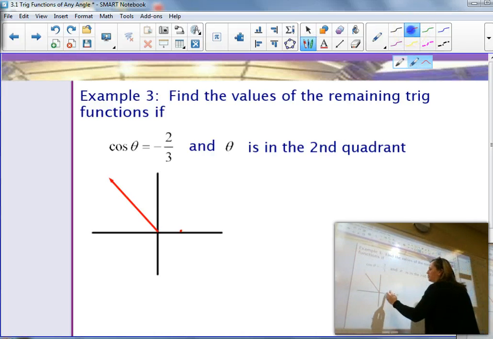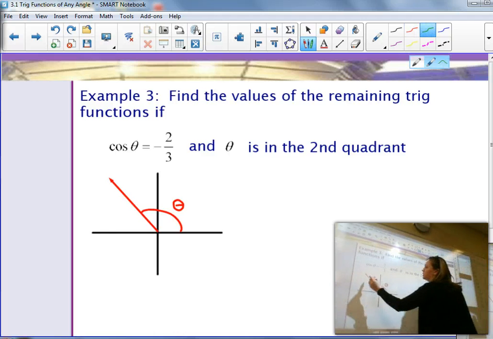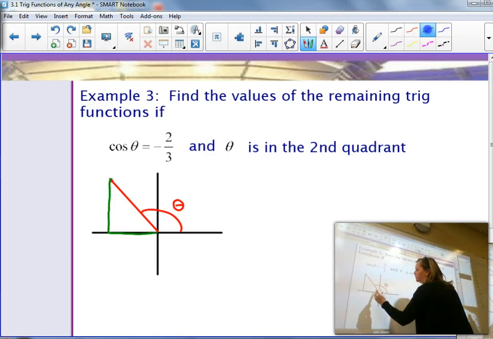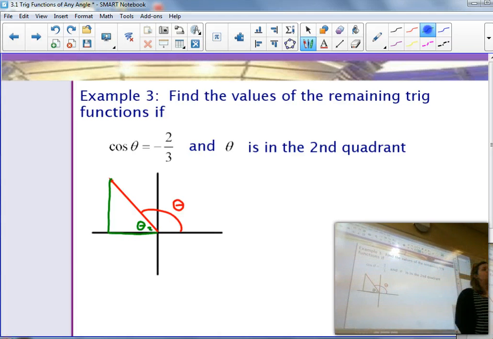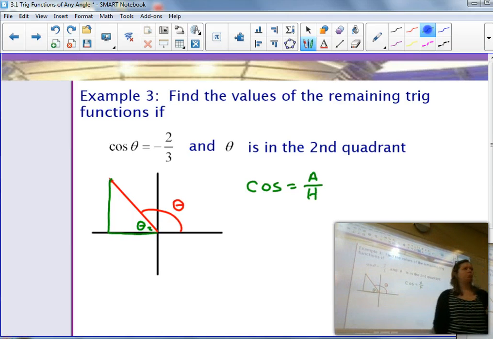Now, the theta that we're interested in is this guy. But the triangle that we're going to look at is over here, and we're going to look at that reference angle. Now, I know that the cosine is negative 2/3. I also know that cosine is adjacent over hypotenuse. So what could I label in this triangle? Negative 2 and 3.